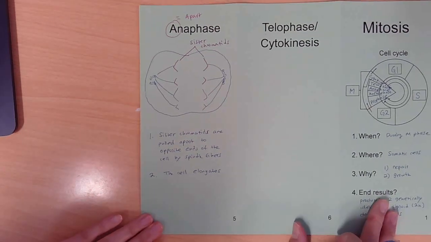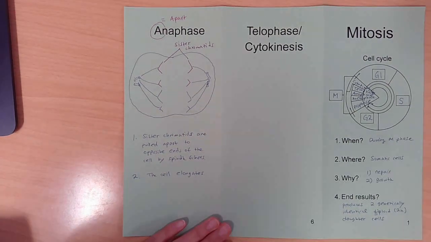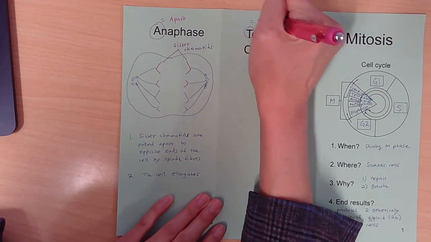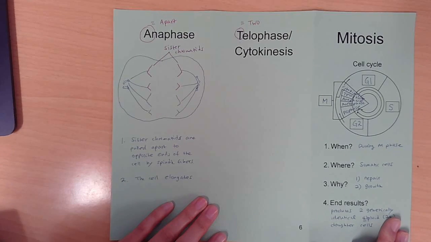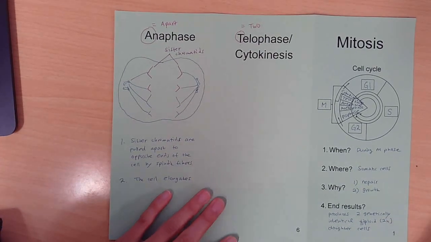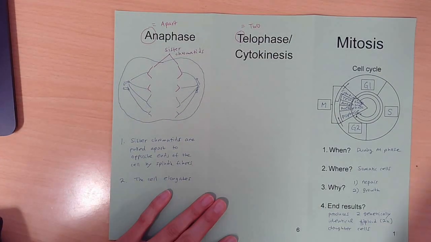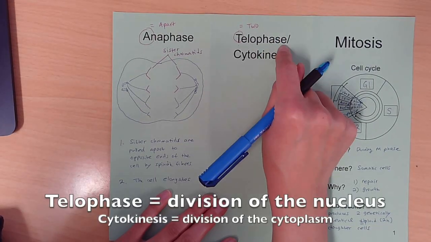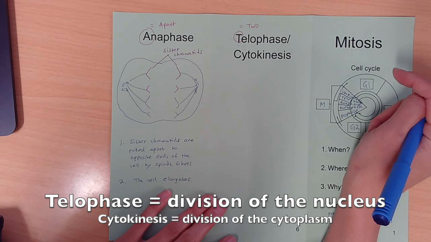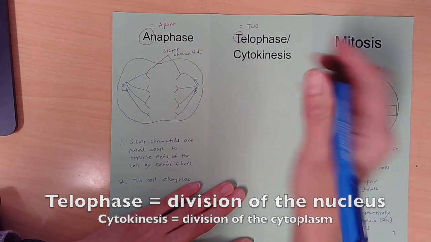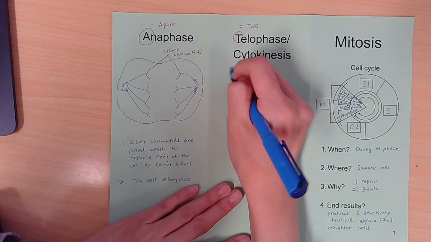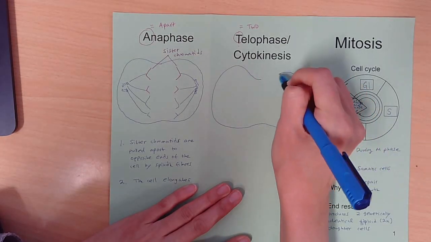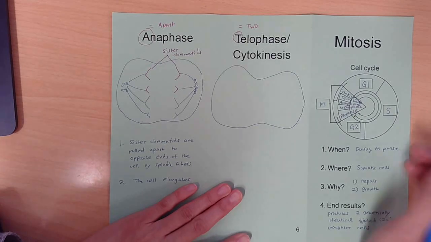Okay, so now let's go over to the telophase. I want you to remember T for two cells. And telophase and cytokinesis kind of happen at the same time. Telophase refers to the division of the nucleus. Cytokinesis refers to the division of the cytoplasm. But they happen simultaneously at the same time. So the cell is ready to be divided into two separate cells, like so.